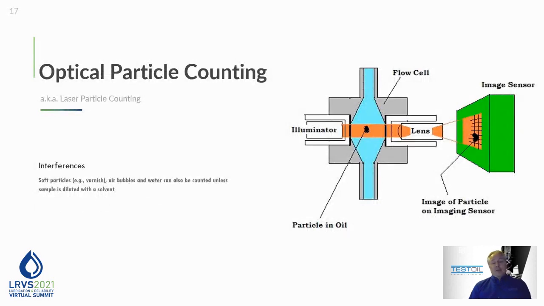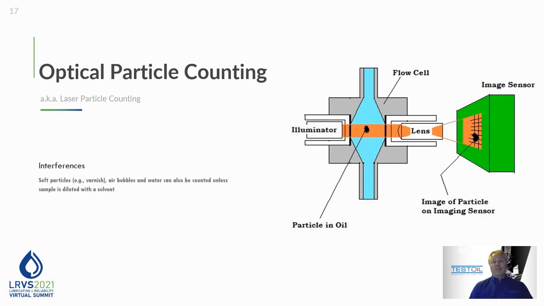But finishing off, anyways, optical particle counting, a quick little comment is for interferences. Something to note is that other things may give off shadows. So soft particles like varnish, air bubbles, and water molecules can also cast a shadow on the photodetector unless the sample has been treated appropriately, which usually means we dilute it with a solvent to remove the effects of water and insolubles, and then we sonicate or vacuum it to get rid of the air bubbles. So a lot of sample prep is required for optical particle counting to approach some degree of accuracy.